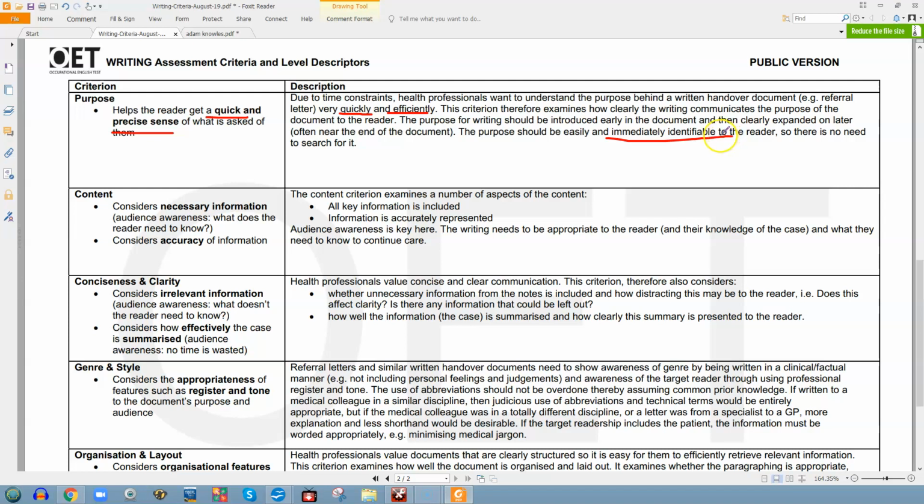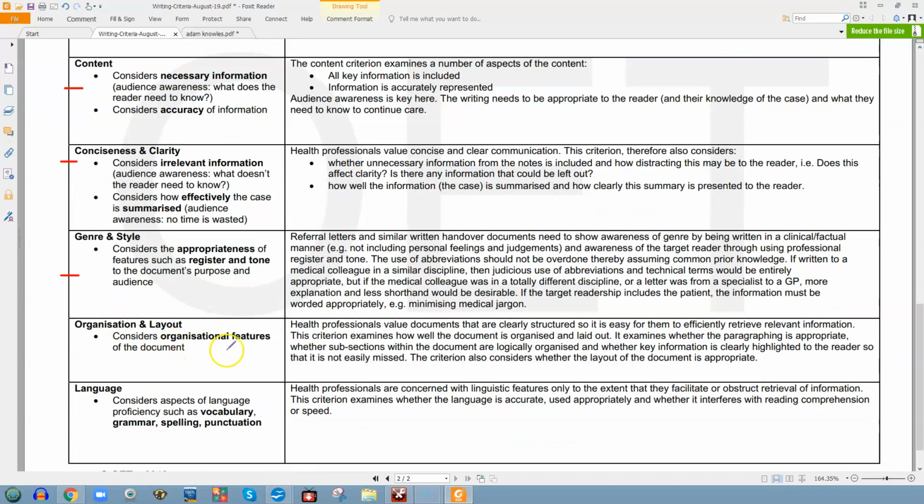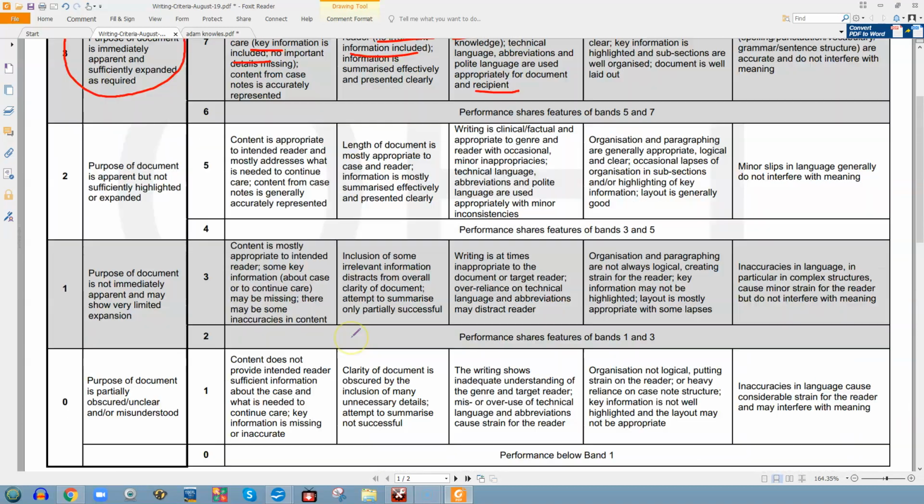Then you expand it. You usually repeat it at the end, often near the end of documents. In view of the above, I would appreciate it if you could, etc., etc. Then you've got the content, conciseness, as we said, what you must include, what you shouldn't include, appropriateness, jargon, tone, to the reader, organisation, very important, and language. But as you see, this is only to the extent that it interferes with comprehension or speed of comprehension. Okay, so there we go for that.